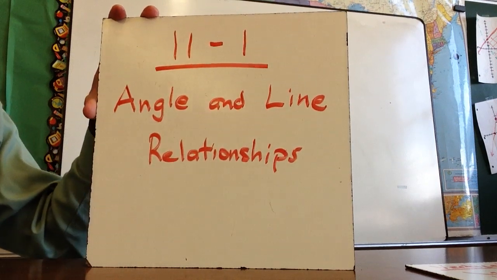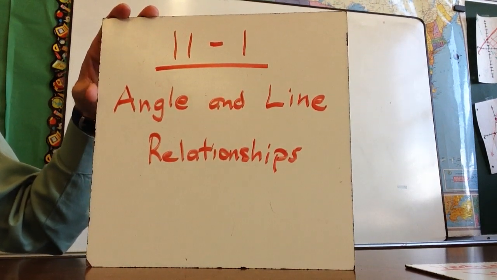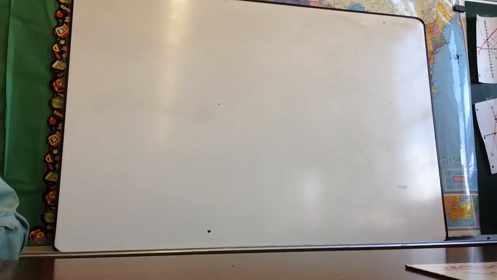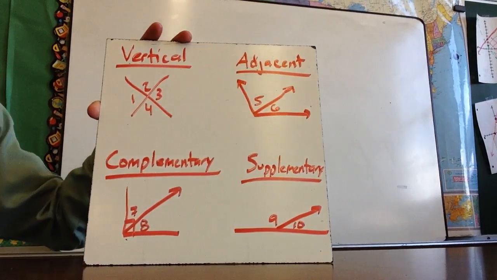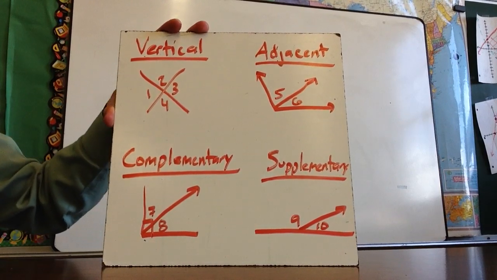Today's video will discuss chapter 11.1, angle and line relationships. I want to start with four relationships that are the most common in terms of angle.